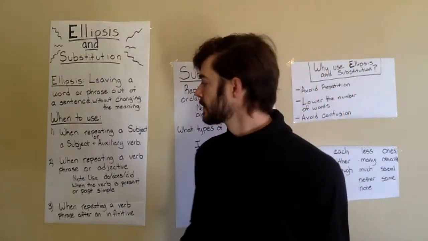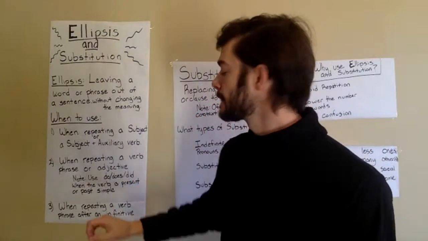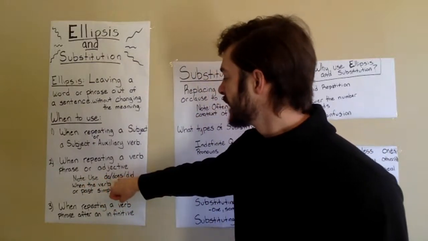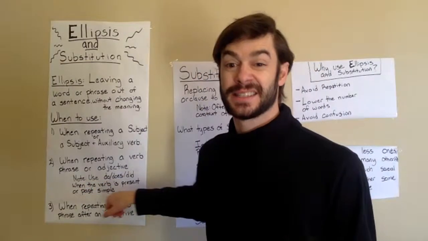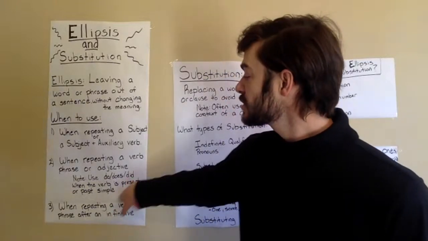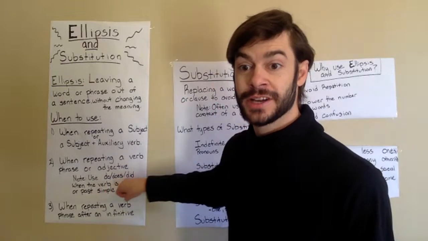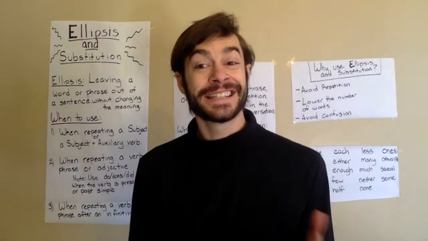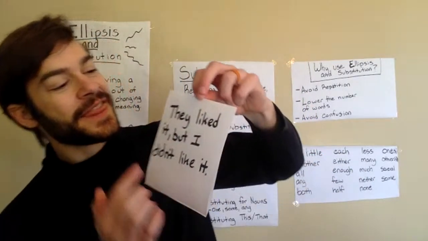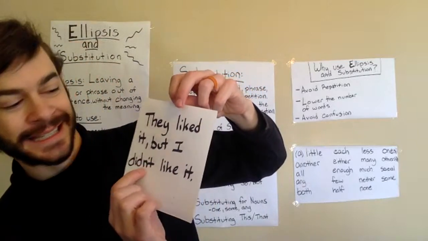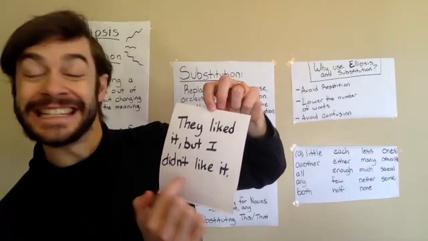Actually, before we move on, we're going to have one quick note. When we use do, does, did, or didn't, the verb is in the present or the past simple. So if it's in the present or past simple, we're going to use do, does, or did. Let's look at an example here. I think examples are the best way to understand. So, they liked it, but I didn't like it.